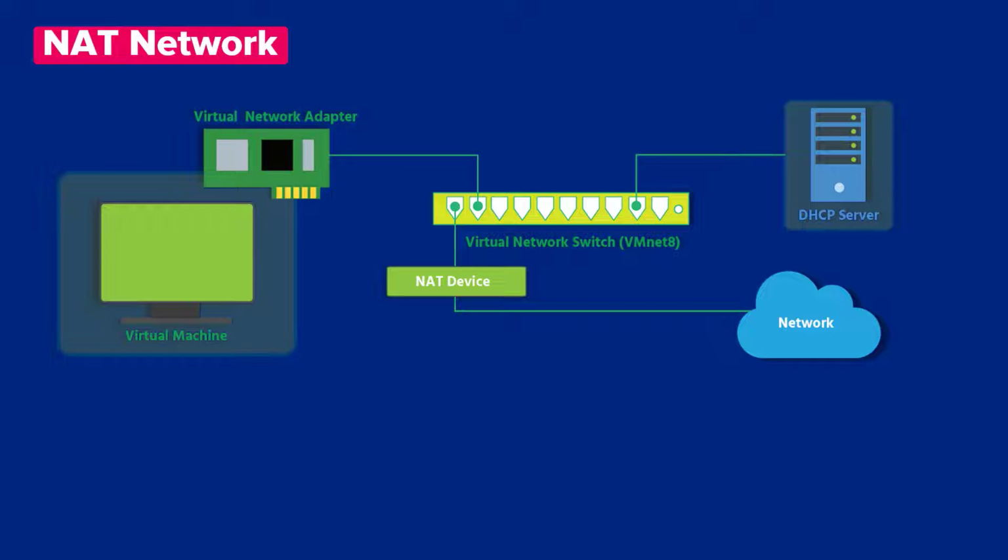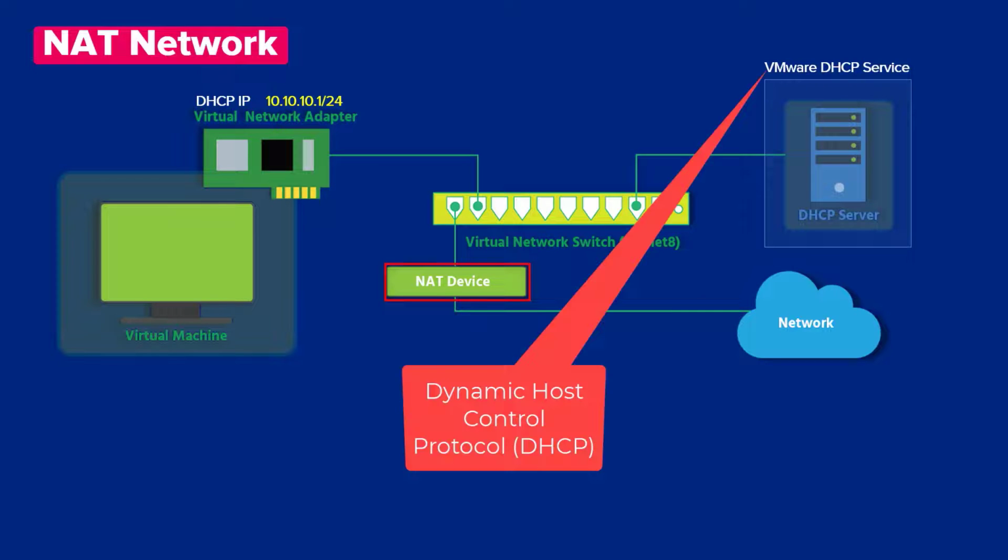And then there is the NAT network, which means that your virtual machines are given a DHCP IP address by the VMware DHCP service, and then they use network address translation via the host IP address to communicate out on the network. In the default configuration, virtual machines get an address on this NAT network from the virtual DHCP server. DHCP is an acronym for Dynamic Host Configuration Protocol.